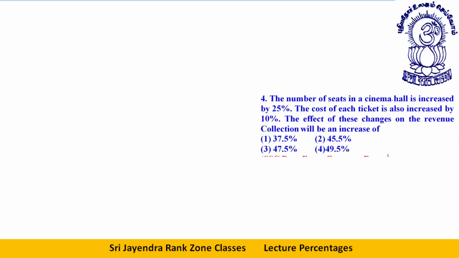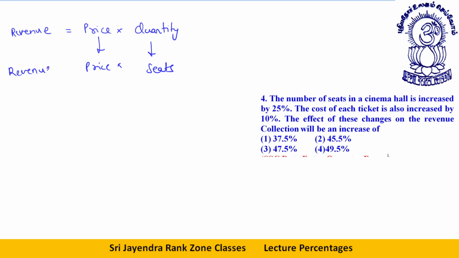The number of seats in a cinema hall is increased by 25%. The cost of each ticket is also increased by 10%. The effect of these changes on the revenue collection will be, see, what is the revenue? Revenue is actually price into quantity. Here the quantity means the number of seats for a theater hall. Price is price itself. So what is the revenue which the cinema hall earns?